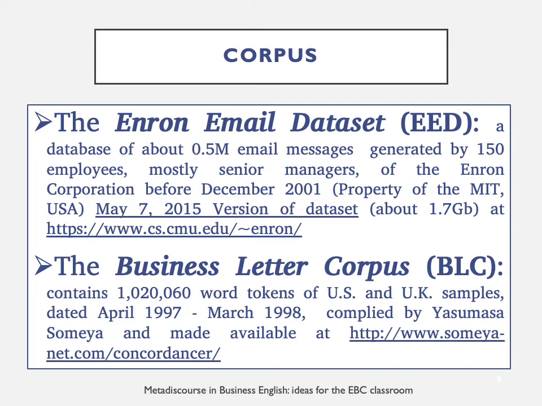The business letter corpus contains over 11,000 business-related documents, about 1 million word tokens of US and UK samples of international written business communication documents in the form of business letters and memorandums, emails, and other business-related documents dated from April 1997 through March 1998. The corpus was compiled by Yasumasa Someya, and it was made available for corpus research through the online KWIC Concordancer.